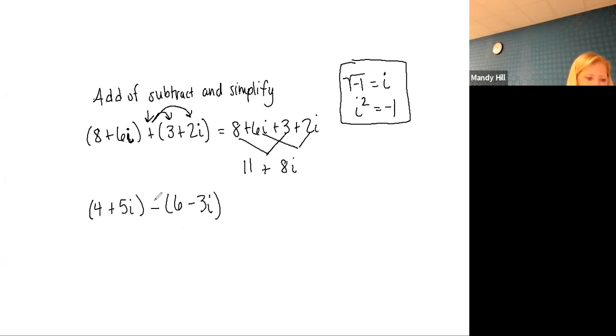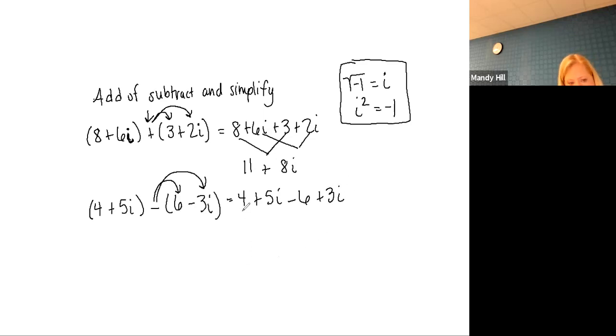Okay, this is different because there's a minus here. So that means do the opposite of whatever is behind the parentheses. This parentheses in front of the 4, we don't have anything here. So we could just write 4 plus 5i. There's nothing in front there. But then we want to do the opposite of 6, so negative 6. And the opposite of a negative 3i, which would be a positive 3i.